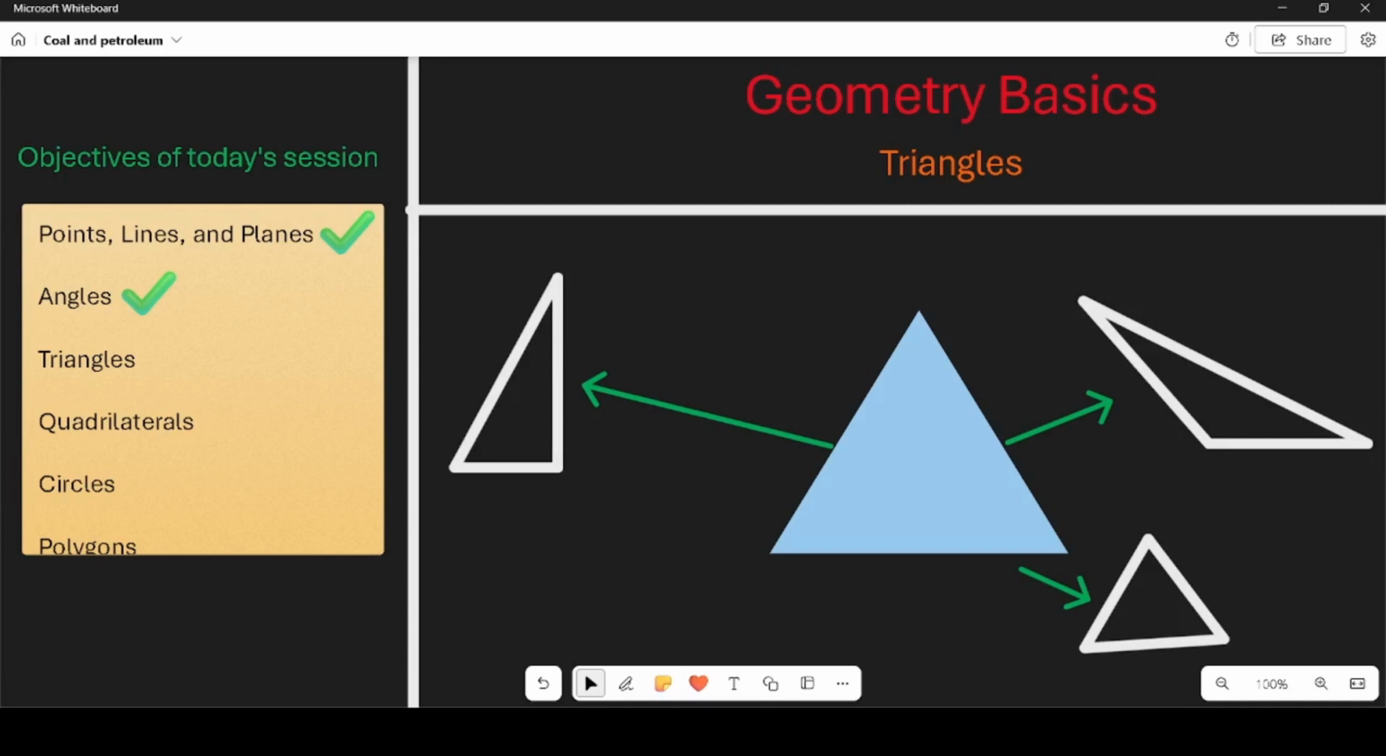One is a right angle triangle, one is an obtuse angle triangle, and one is an acute angle triangle. This one you see over here is a right angle triangle because one angle you see here is a right angle. This is an obtuse angle triangle, and it has one obtuse angle. Note that a triangle cannot have more than one 90-degree angle or one obtuse angle. The bottom one you see over here is an acute angle triangle.